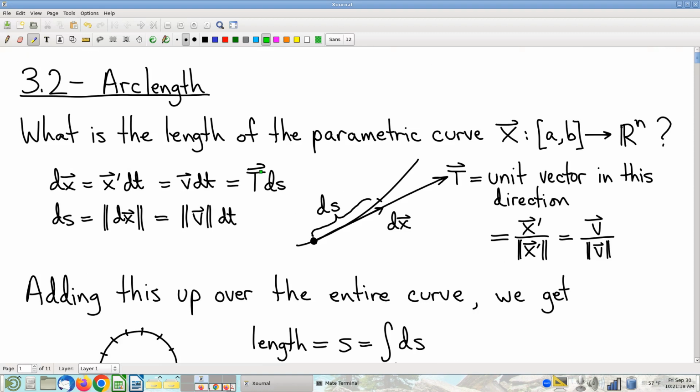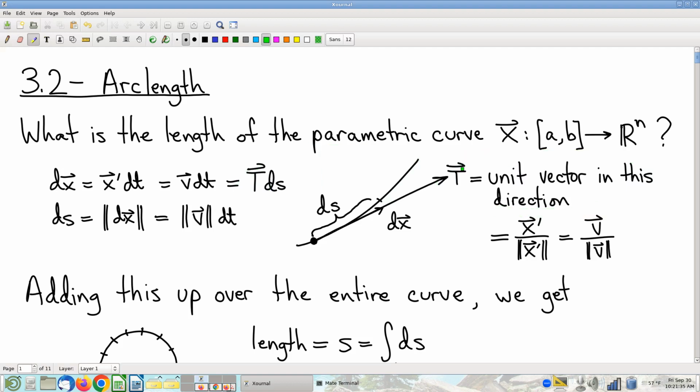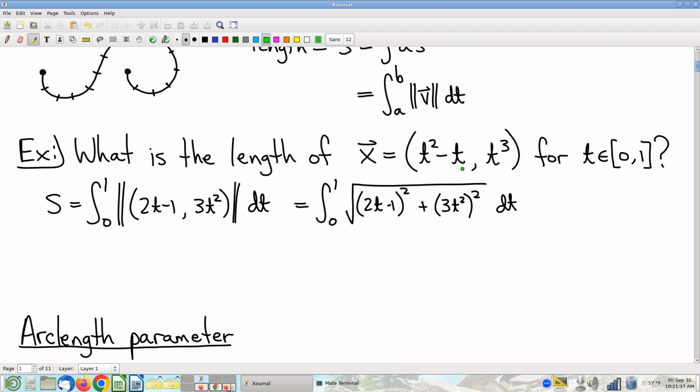This unit tangent vector here is going to come up very significantly later on when we're in chapters 6 and 7. It's not going to show up very much in chapter 5 that we'll be doing before that, but that's going to be a big deal later on. Okay. All right, so let's do an example.